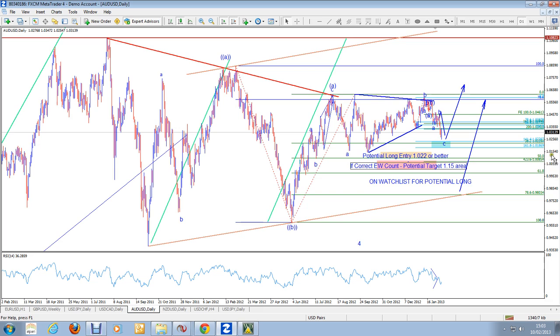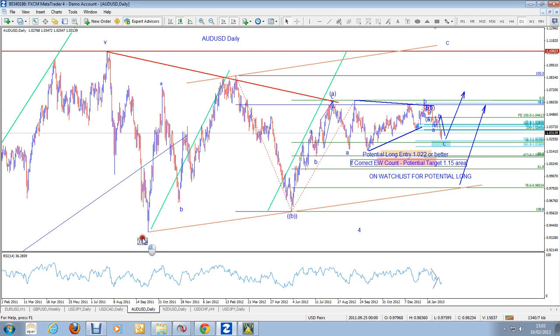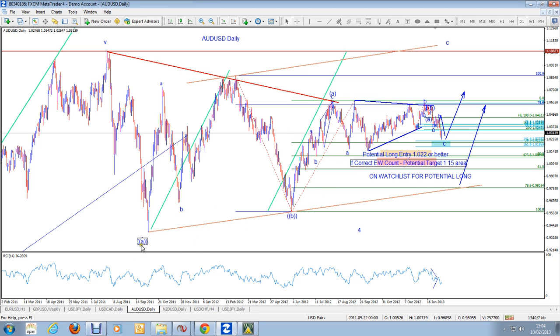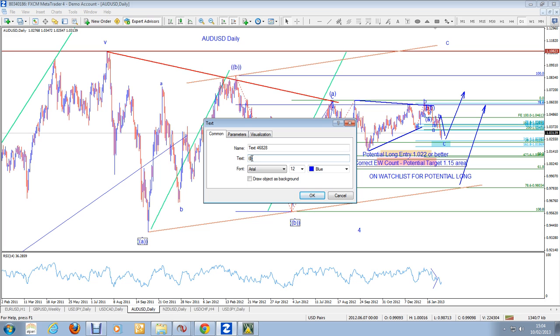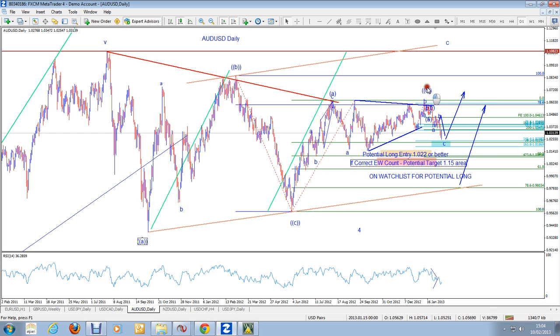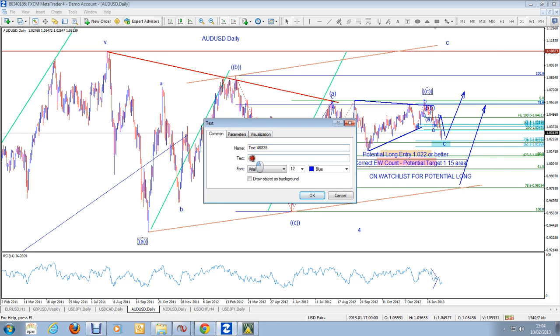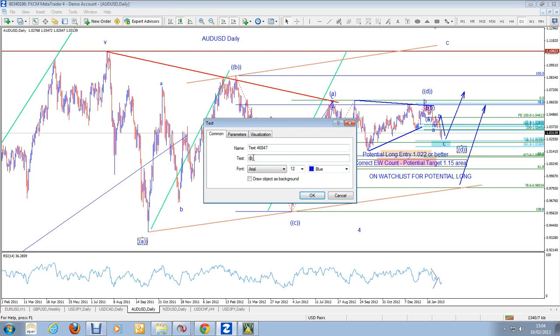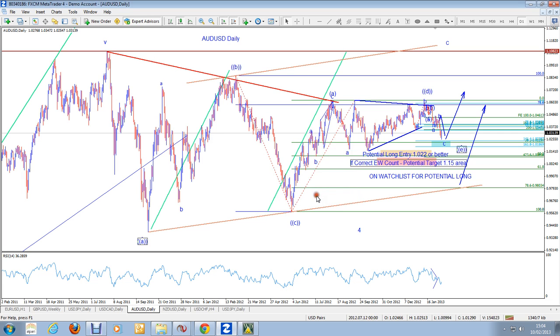Okay, so if we assume that we are still in an ongoing correction, then we have this wave A here, and I'm going to leave it as wave A, wave B here, this one becomes wave C, and then over here we're looking for wave D, and then finally we are now working on what could be the last retracement, wave E. So we finish up with a triangle.